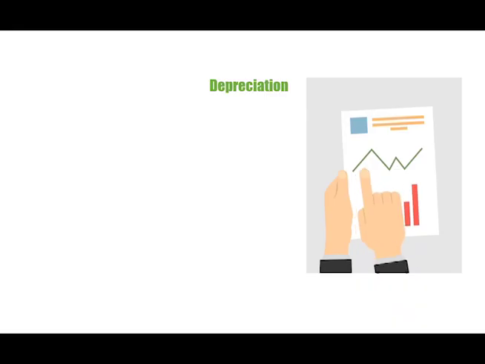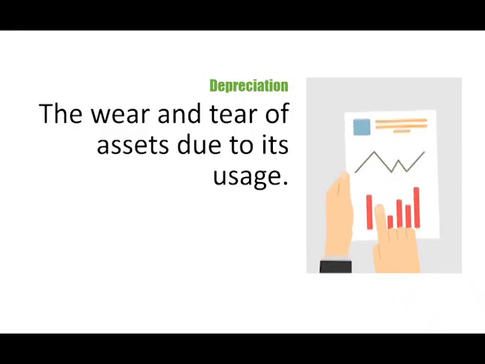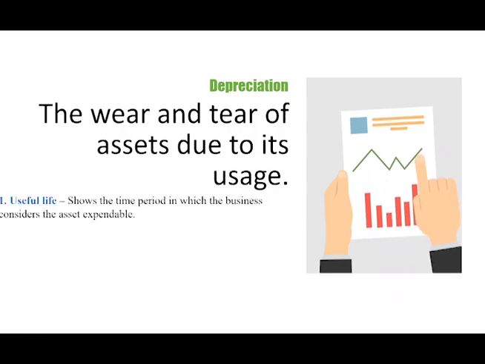Let us dive into depreciation. This is principally the wear and tear of an asset due to its usage, which causes such asset to lose its value over time. When an asset decreases due to usage, depreciation allows systematic allocation of value throughout its useful life. We require 3 main inputs to properly calculate depreciation.